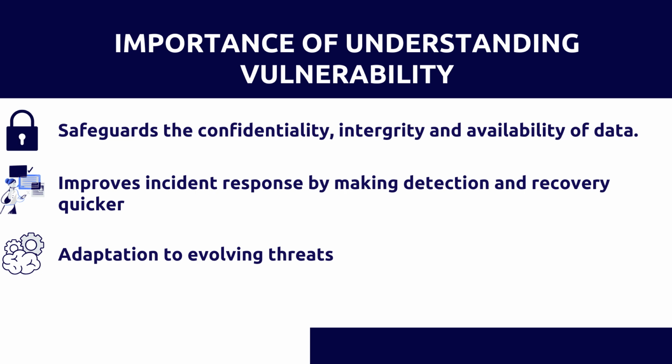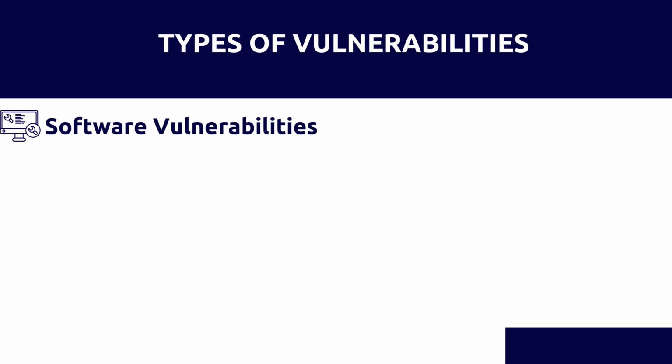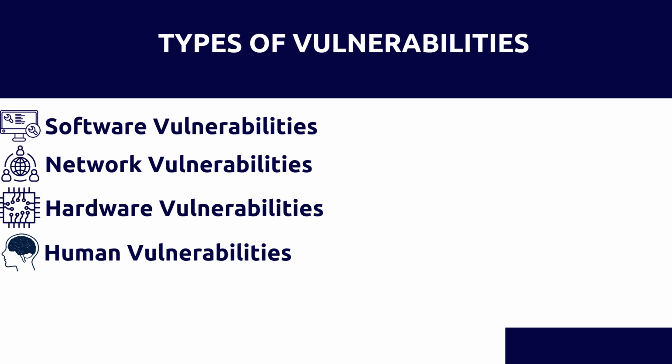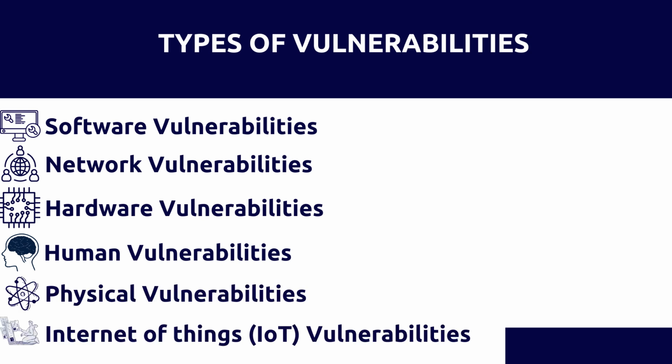What are the types of vulnerabilities? Vulnerabilities can manifest in different forms depending on the system, environment, or behavior they exploit. Below is a detailed classification of common types of vulnerability. Firstly, we have the software vulnerability. We have the network vulnerabilities also. We have hardware vulnerability. Again, there are human vulnerabilities. Next, we have the physical vulnerabilities. Then we have the IoT devices vulnerability. What is an IoT device? Internet of Things. What is an example of Internet of Things? Smart home, smart office, and so on.